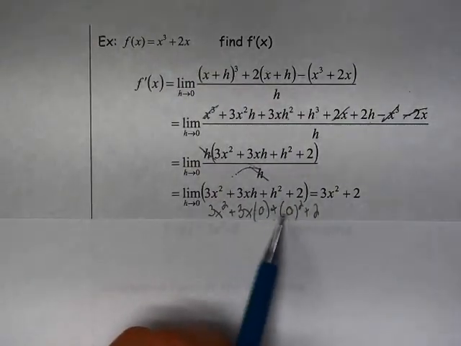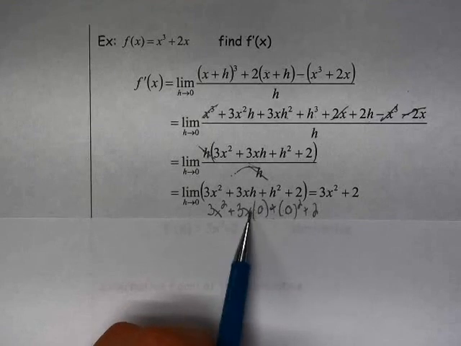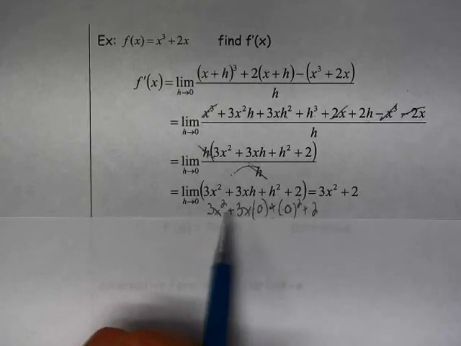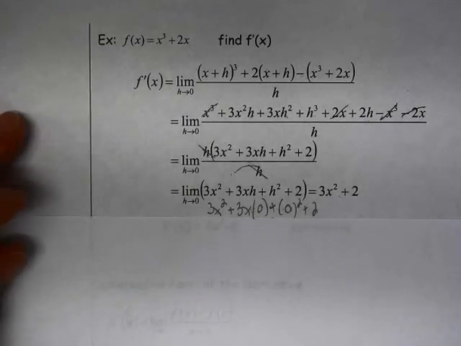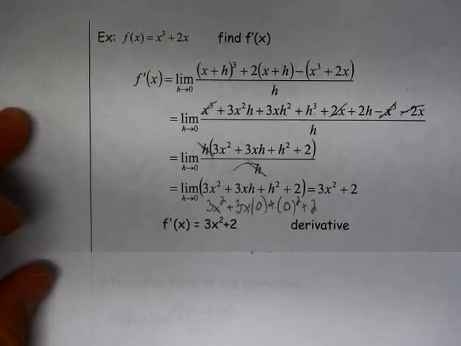Both of these terms are multiplied by 0, so they go away. I just have 3x squared plus 2. That's my derivative.